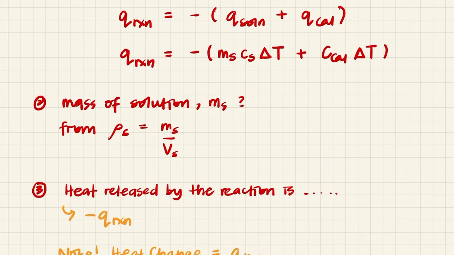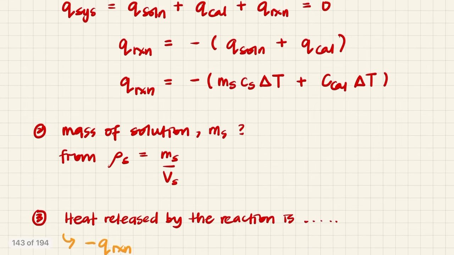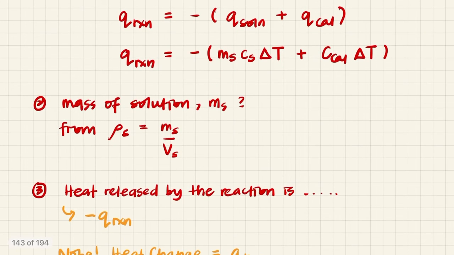Okay, since density is equal to mass over volume, therefore density of solution equals mass of solution over volume of solution. To get your mass, you just have to move your volume here. Since we already have our volume, 200 mL, it will be multiplied with your density. Okay, so then you can get your mass of solution and plug in your value. From there you can get the heat change, Q reaction.